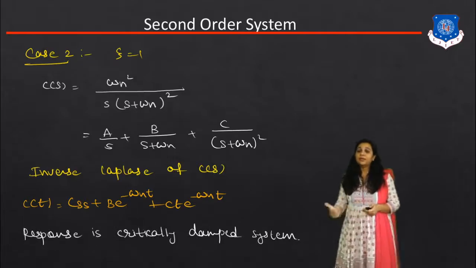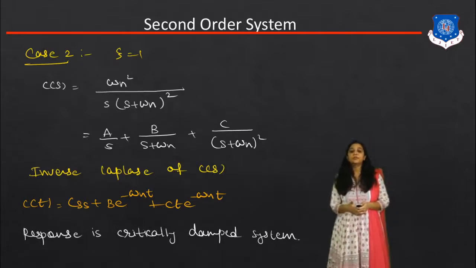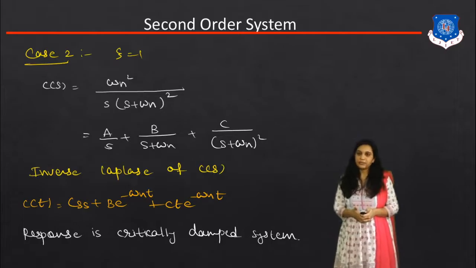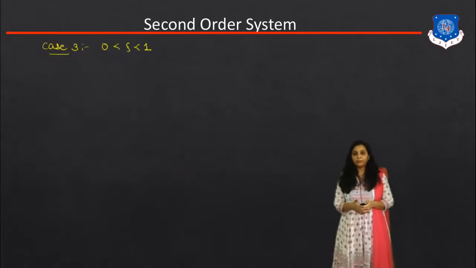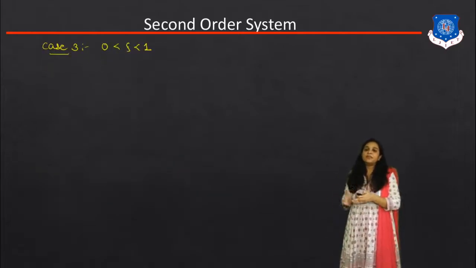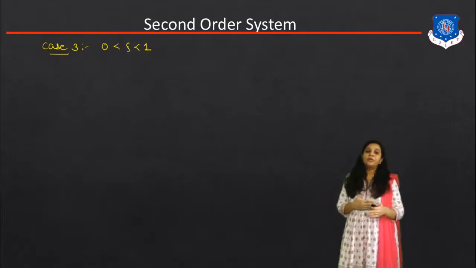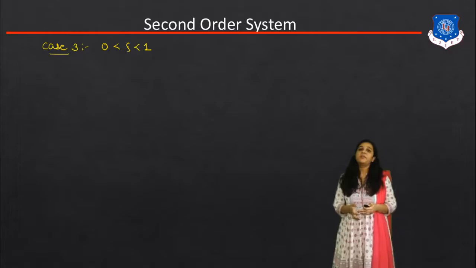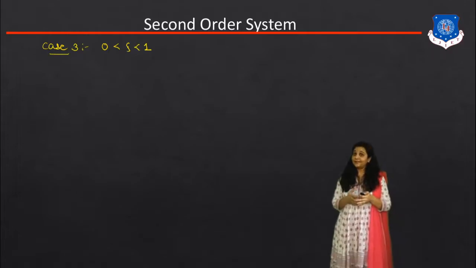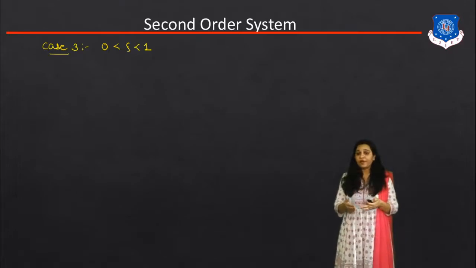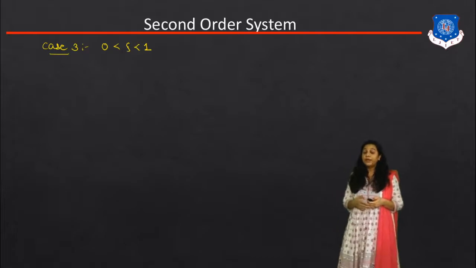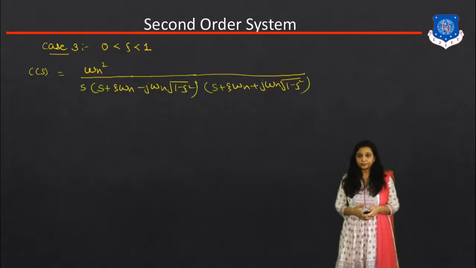Okay, so this type of response is known as the critically damped system. Now case number 3, if zeta is between 0 and 1. As you observe, in most examples we get a value of zeta equal to 0.4, 0.5, 0.7, 0.8. It is always less than 1.